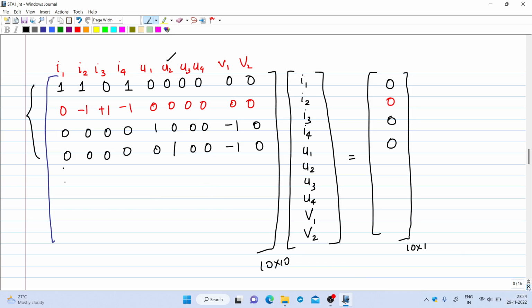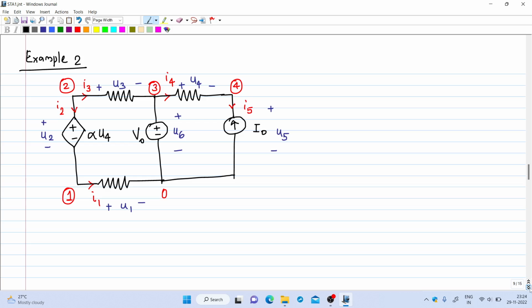So let us do one more example to reinforce this concept. Here another circuit diagram is given. For doing the sparse tableau approach, first you have to identify the nodes. So this is node 1, this is node 2, this is node 3, and this is node 4, and this one is our reference node. Apart from the reference node, there are 4 nodes. So 4 KCL equations will be there and 4 node voltage variables. Then how many branches are there?